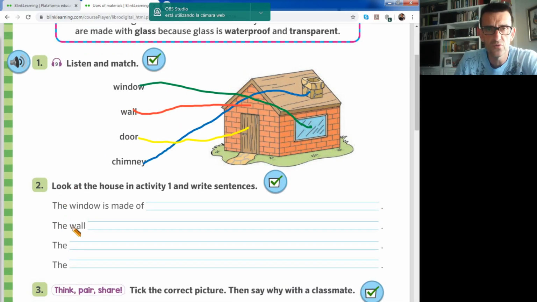And the activity number 2. The activity number 2 is more difficult. You use the pencil. So you take the black color, the pencil, and we have to complete 4 sentences about this house we have here in this picture. Okay? Look at the house in the activity number 1, this house, and write sentences. For example, the window is made of. What is the window made of? The window is made of glass.